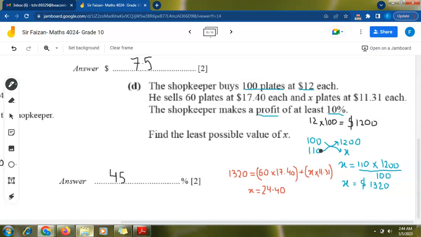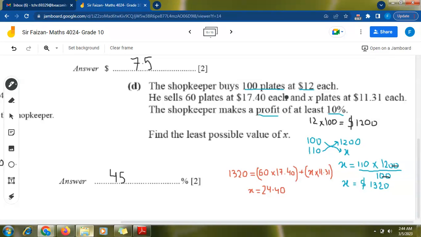100 multiplied by X is equal to 110 multiplied by 1200. And since we have to find out X, we will just shift this 100 to the other side, and the equation will look like this: 110 multiplied by 1200 divided by 100. And these two zeros will get cancelled out by these two zeros, and you just have to multiply 11 with 12. 11 multiplied by 12 is 132, and just add this zero. So $1320 is the amount which the shopkeeper is getting back after selling the plates.